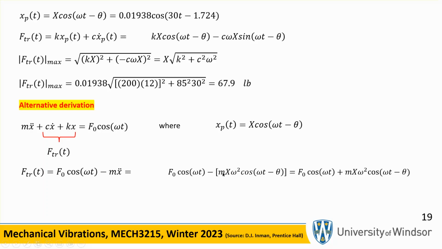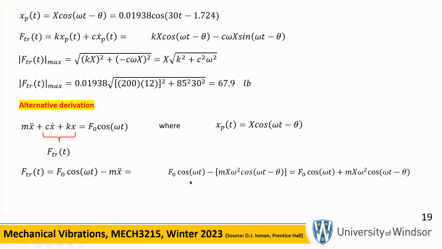Actually, there should be a little minus inside of that too. This is an error. Hang in there. Yeah, x double dot, when you differentiate it, you get minus m x omega squared. There's a minus here that I missed. And that minus makes it a plus right there.